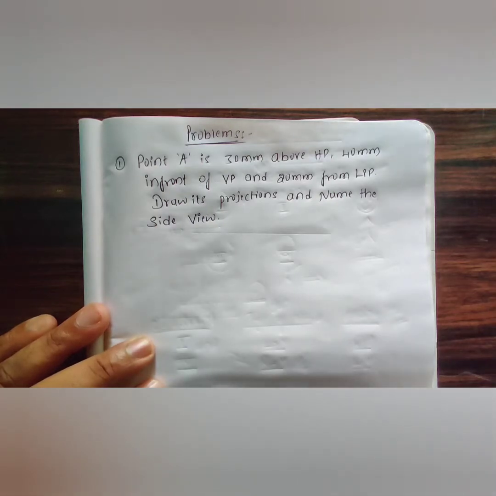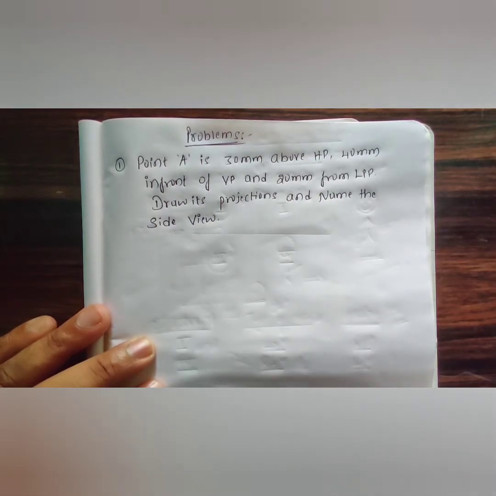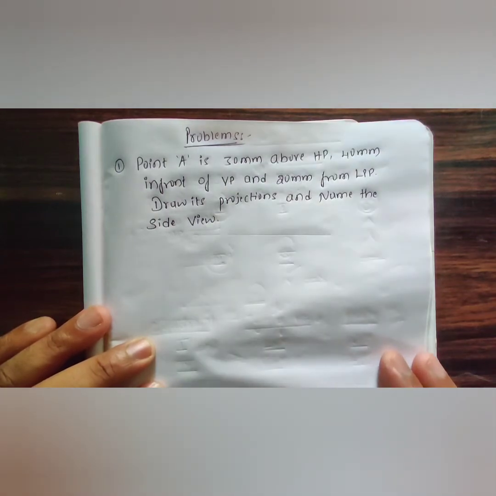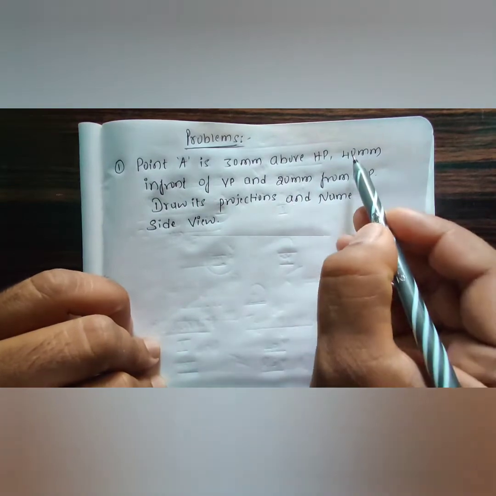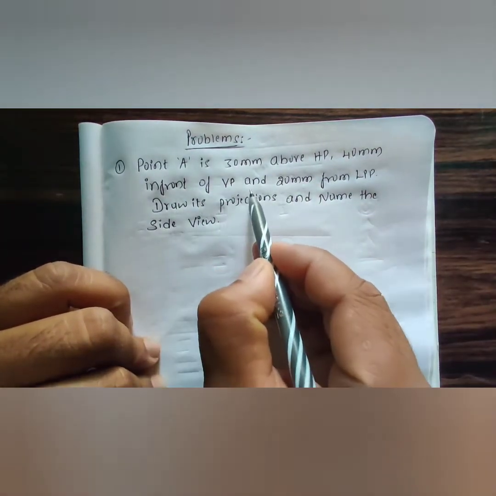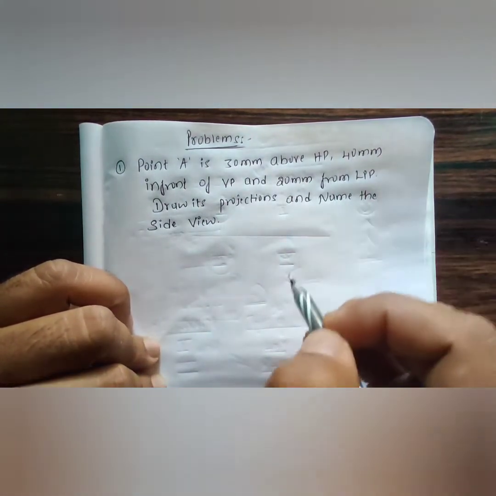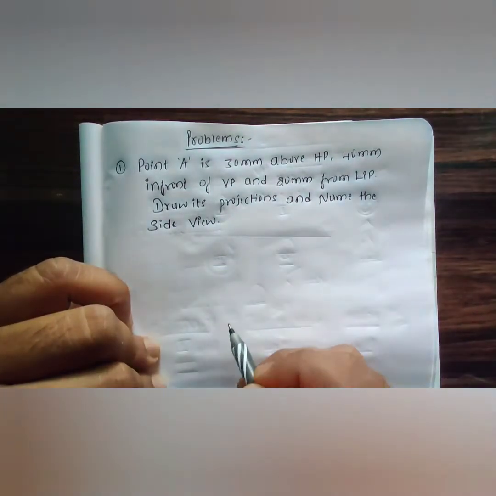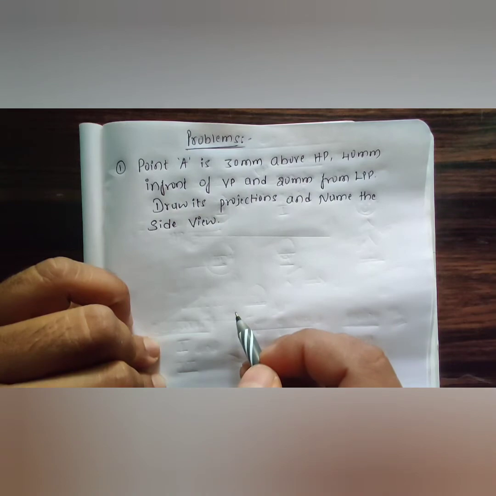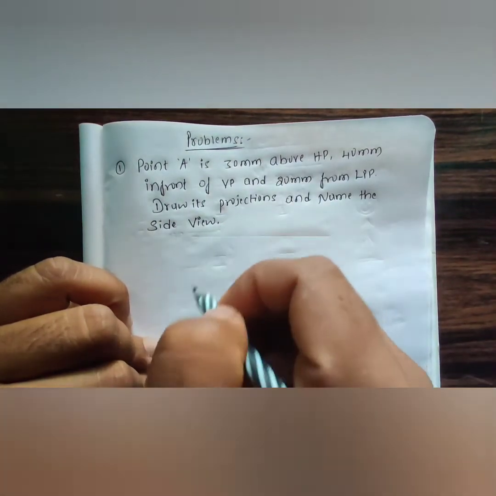Hello guys, so we have a problem here. Let me read the problem first. Point A is 30 mm above HP, 40 mm in front of VP and 20 mm from LPP, that is left profile plane. Draw its projections and name the side view. Okay, so this is the problem.